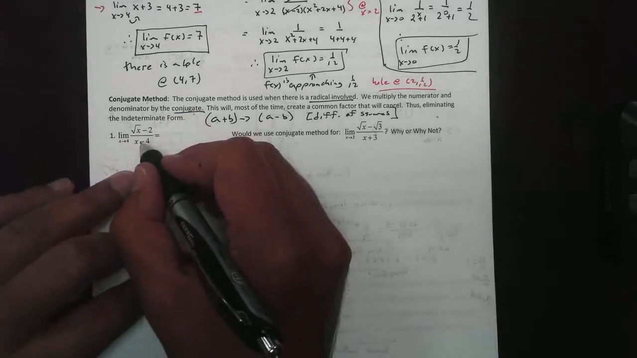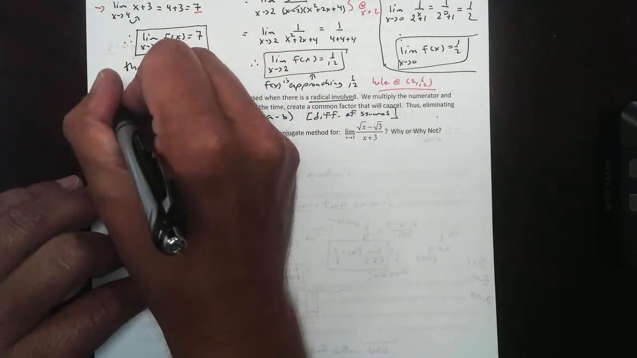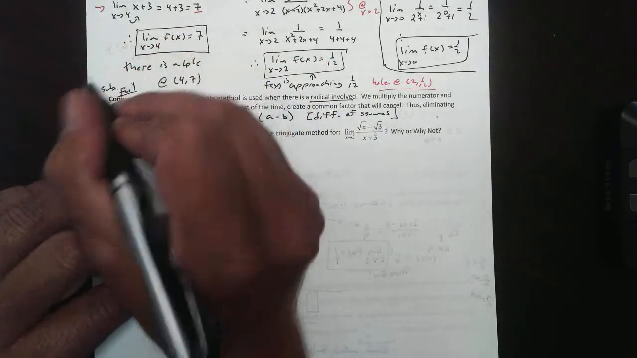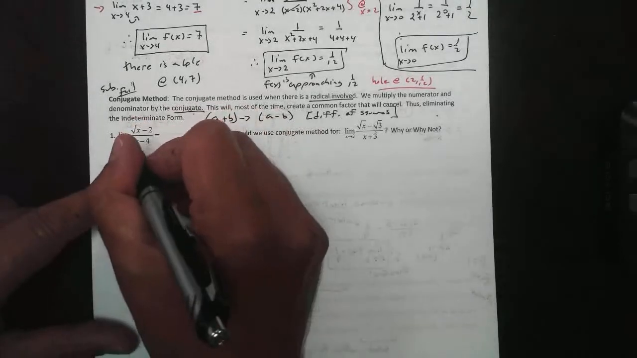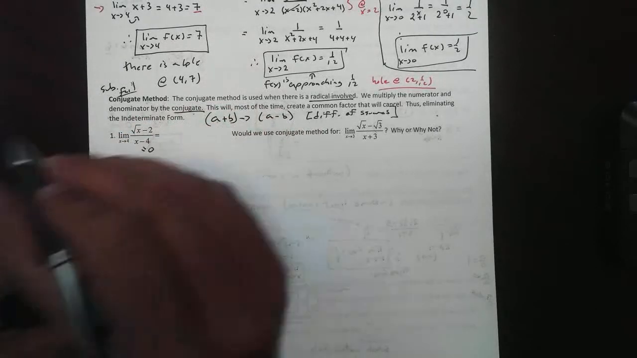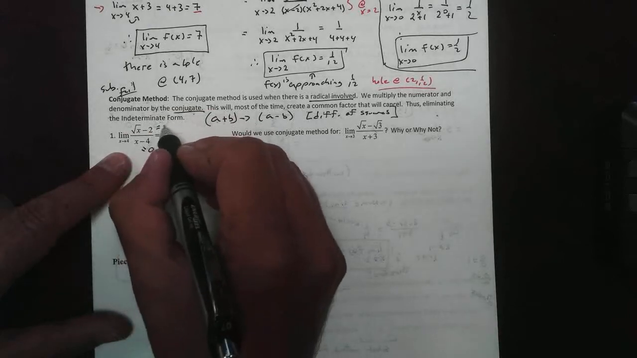So the first thing we have to do is make sure substitution fails. Remember, again, substitution has to fail for these methods to be used. Otherwise, just use substitution and plug in your answer. If I plug the 4 in on the bottom, again, I get 0. If I plug the 4 in on top, I get 2 minus 2 equals 0.